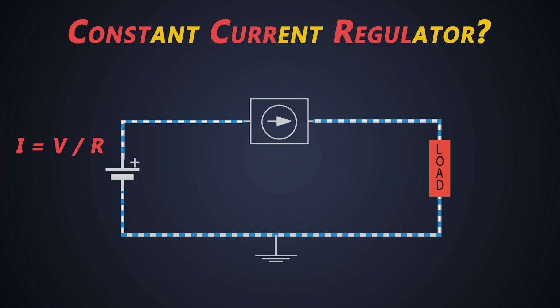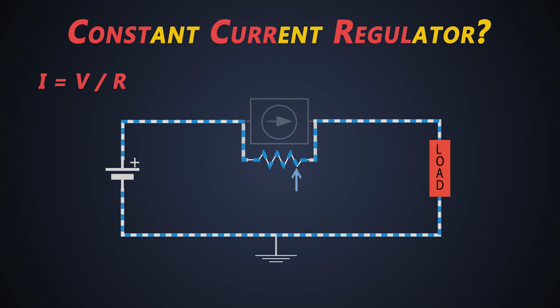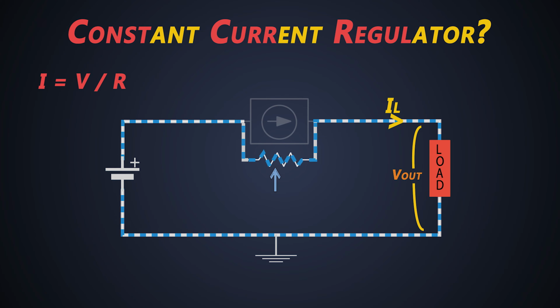So, with this logic, the constant current regulator changes its own resistance in order to give the constant output current, which may result in changing output voltage to pump the current in the load. So, when the load current is supposed to be increased, the regulator decreases its resistance, and when the load current is supposed to be decreased, the regulator increases its resistance.